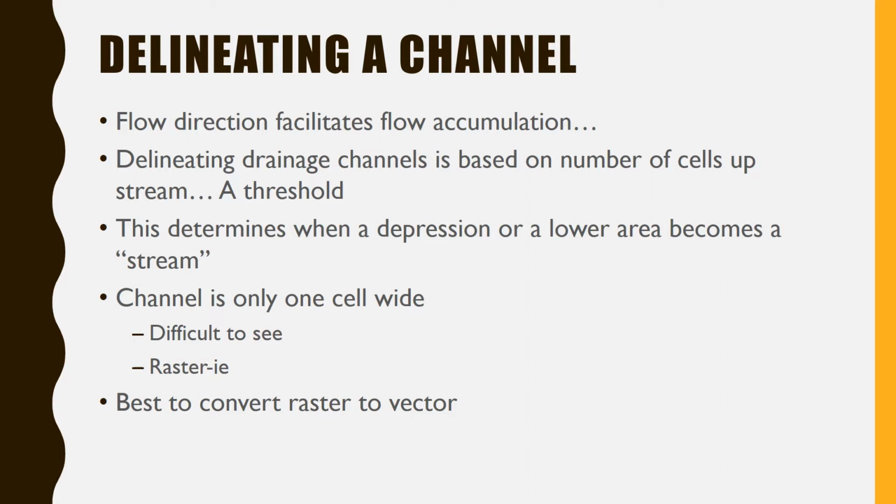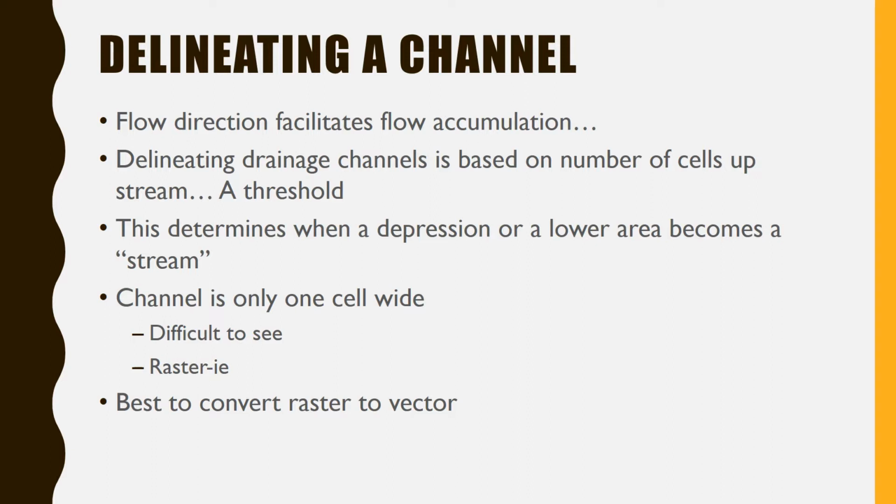How do we determine where channels are at? Flow direction facilitates flow accumulation. Once you know the direction, it's simply adding up how many cells are upstream in my network. Delineating drainage channels is based on the number of cells that have to accumulate before you consider something a stream. In other words, you identify a value threshold of accumulation that then indicates a stream channel. So this helps you figure out when something actually becomes a stream.